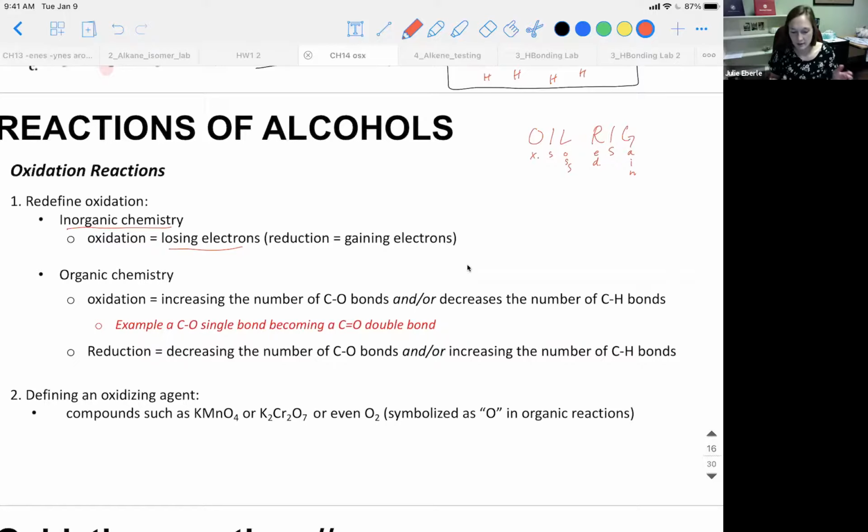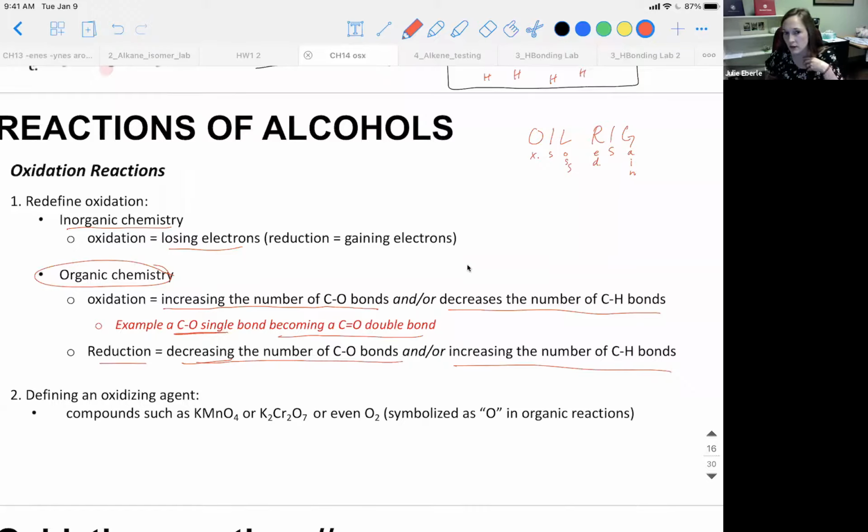Oxidation and reduction can also be other things. So for organic chemistry, what we're in, oxidation could be this, increasing the number of carbon-oxygen bonds. So for example, if you have a carbon-oxygen single bond and it becomes a carbon-oxygen double bond after we do something to it, that carbon was oxidized or that molecule was oxidized, okay? So increasing the number of carbon-oxygen bonds and or decreasing the number of carbon-hydrogen bonds, okay? Either of those things is oxidation. Now, I know that's not sinking in yet. We are going to practice this. Reduction can be the opposite, decreasing the number of carbon-oxygen bonds and or increasing the number of carbon-hydrogen bonds.